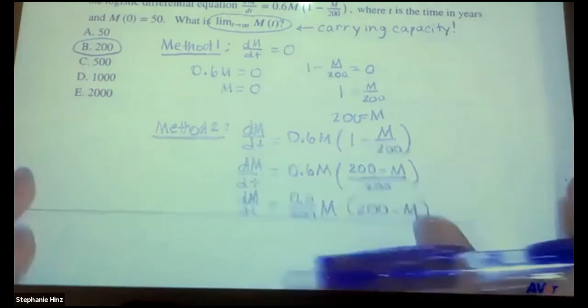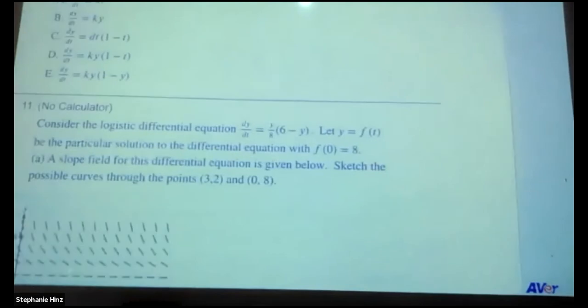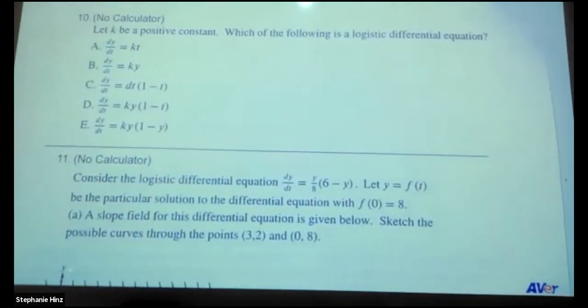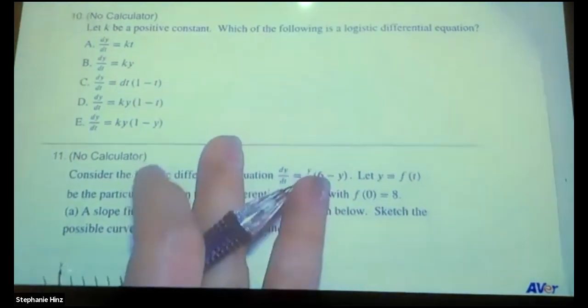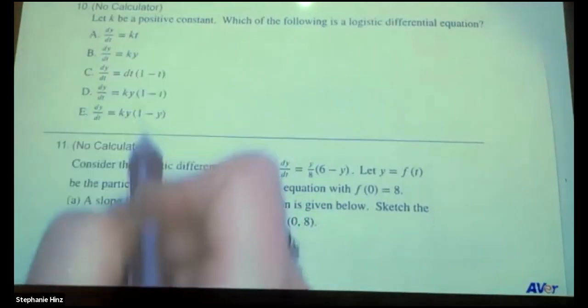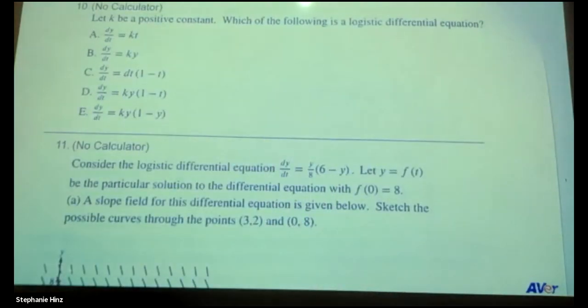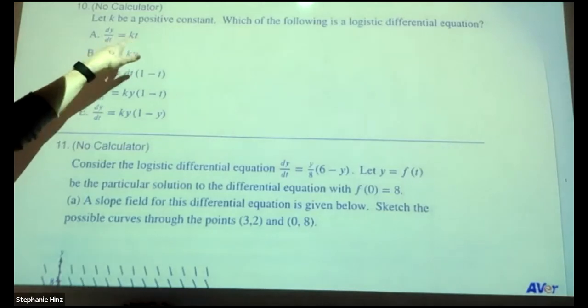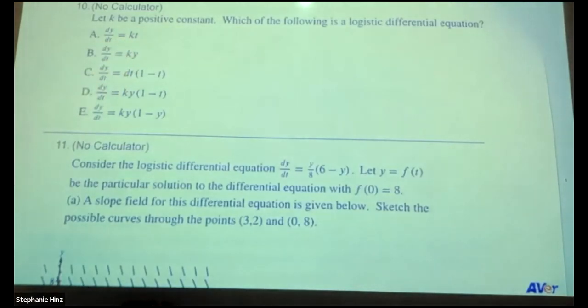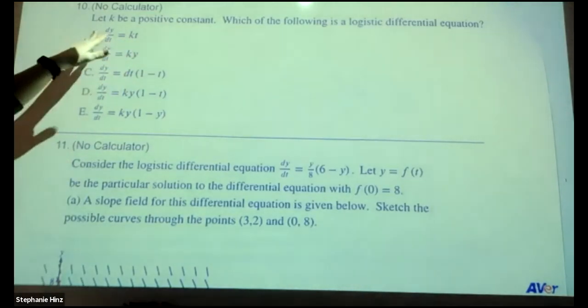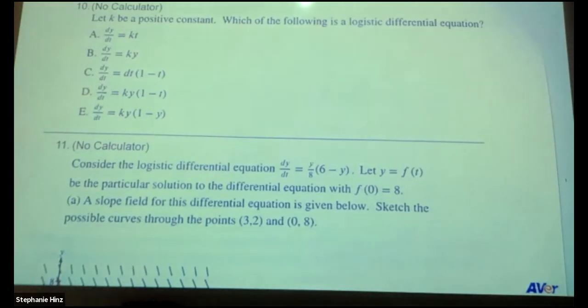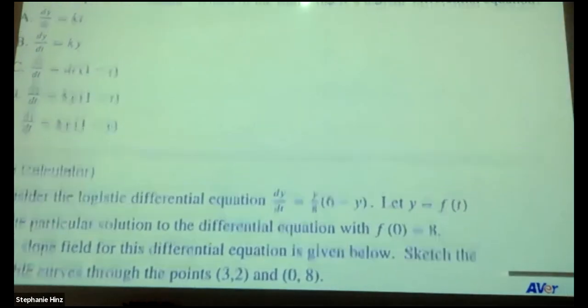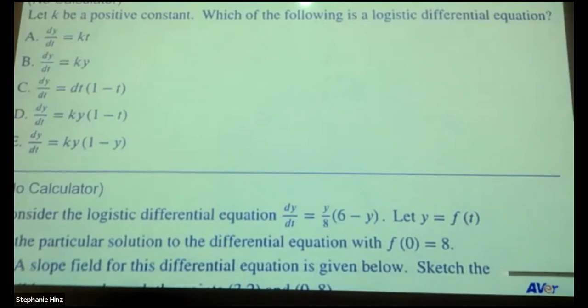Golly, that was embarrassing. All right, so let's look at question number 9. If you printed this prior to yesterday, you may have a different set of choices because I found a mistake. In my original one, I had A and B were the same, and so that's not good. It says, let K be a positive constant. Which of the following is a logistic differential equation? So this is just saying, do you know the model?